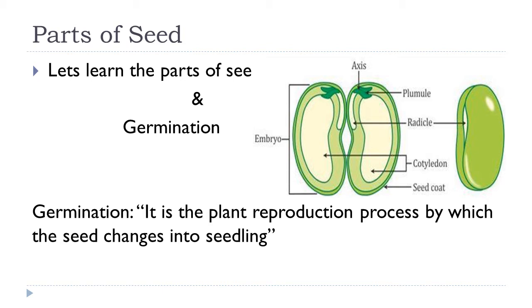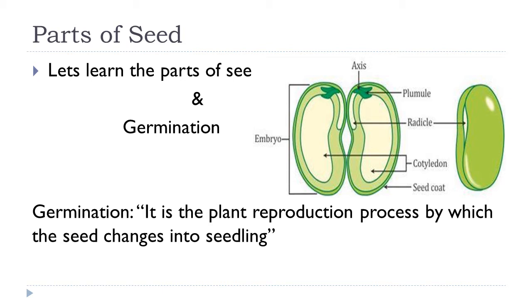And next we are going to learn about germination. What is germination? Germination is the change of seed into a seedling. What is a seedling? A baby plant. If a seed gets the right amount of heat, air and water, it will produce a baby plant or a seedling.